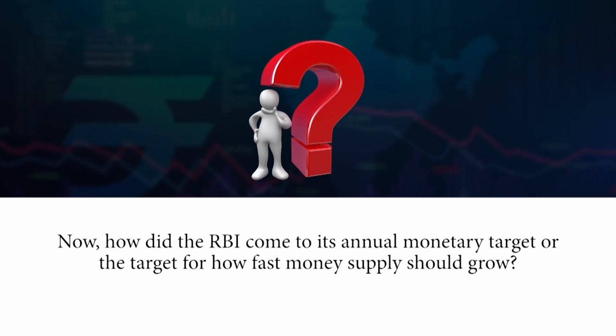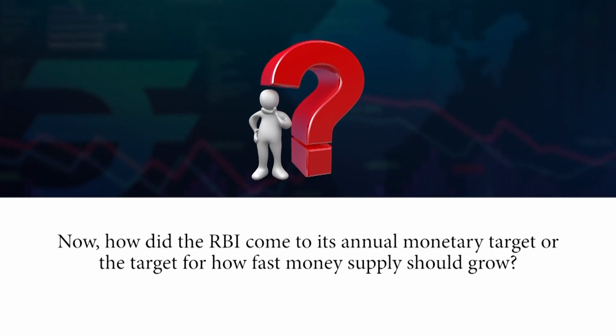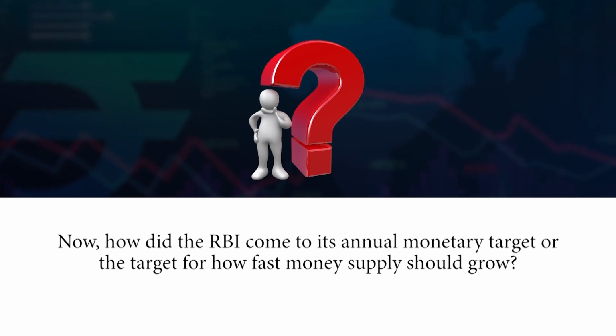So, in the era of development planning, credit control was the main policy instrument, while in the era of monetarism, it was the control of the money supply which became the main policy instrument of the RBI. Now, how did the RBI come to its annual monetary target, or the target for how fast money supply should grow?